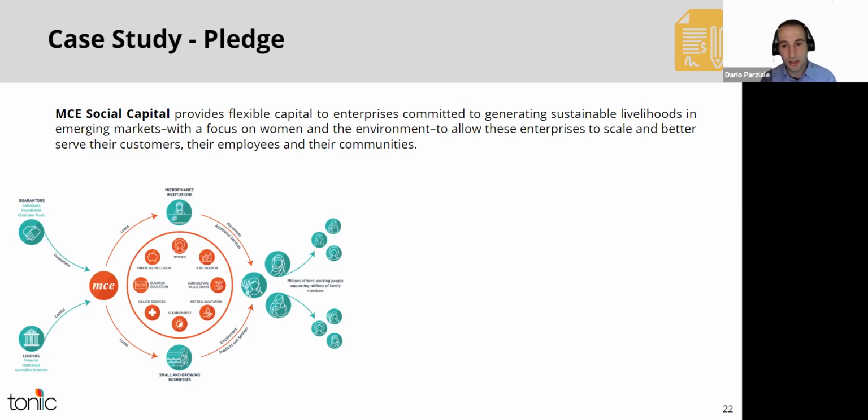It works like this. An investor can become a guarantor by earmarking an amount of capital or an investment to MCE, and it will cover potential losses of the MCE portfolio. Through this guarantee, MCE can approach third-party lenders and raise senior capital, senior loans at very affordable rates because it's already guaranteed. At the same time, the guarantor can still keep their capital invested somewhere else.